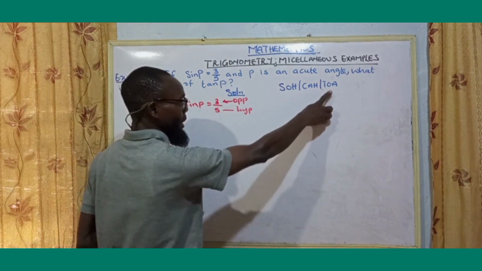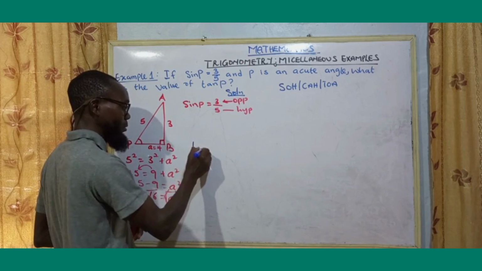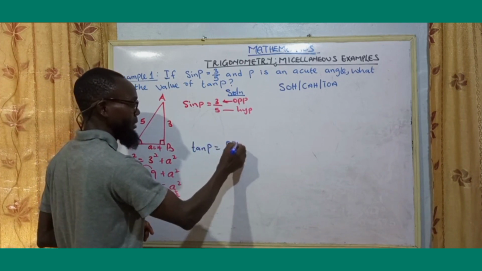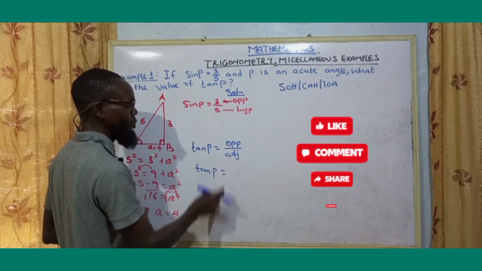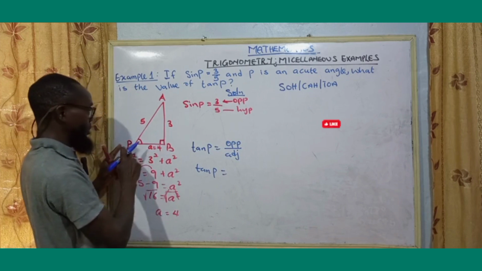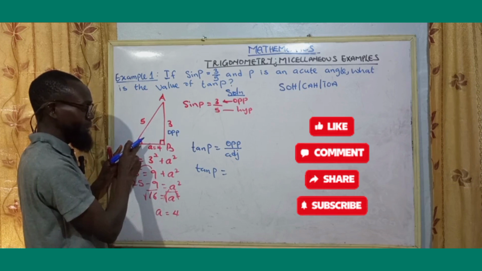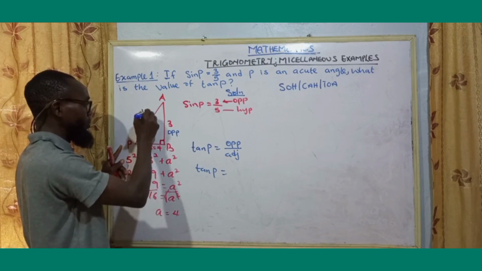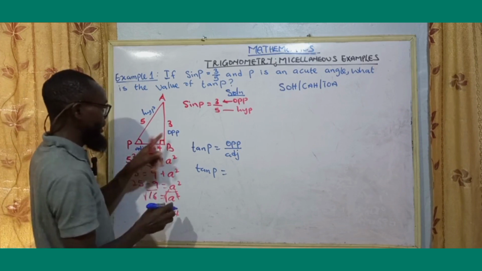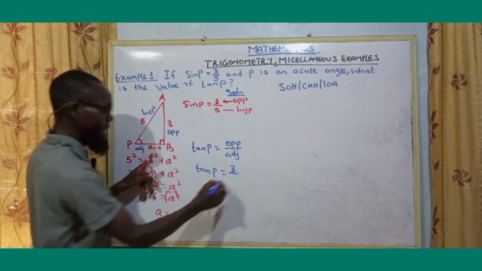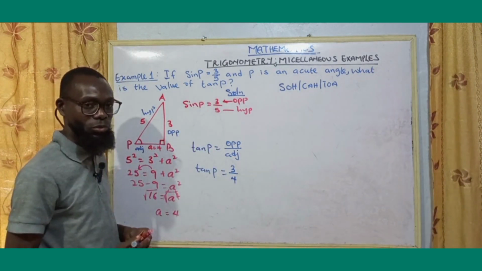Tan from this SOHCAHTOA means opposite over adjacent. So we have tan P will equal opposite over adjacent. So when we label this one very well, this is the opposite, which is facing your angle P. This is your hypotenuse, facing your box 90. This is the adjacent. Now my opposite here is 3. My adjacent here is 4. So we have to find tan P. So tan P is equal to 3 over 4.